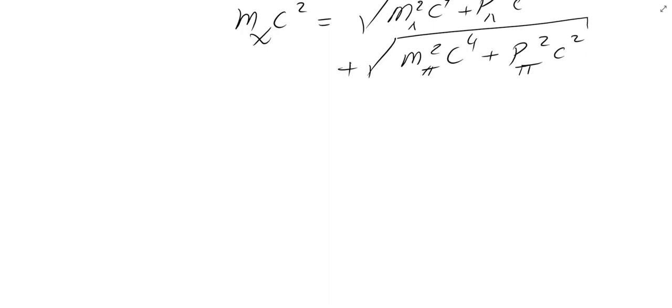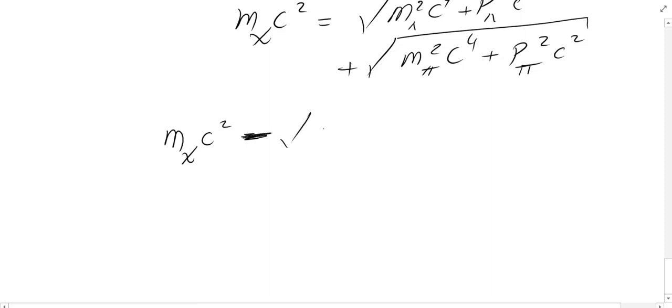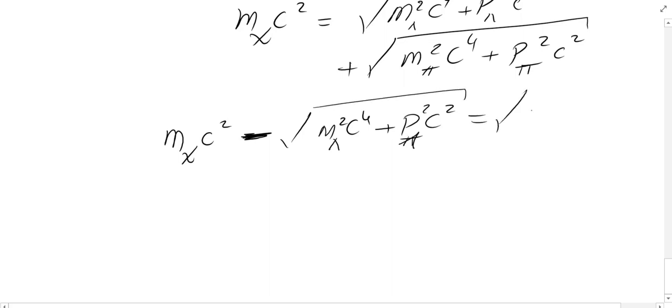Move one term to the other side, and we're going to be able to find the solution for that number. So we have m chi c squared minus the square root of m lambda squared c to the power 4 plus p pi squared c squared, p pi or p lambda, it's the same thing, equals the square root of m pi squared c to the power 4 plus p pi squared c squared.